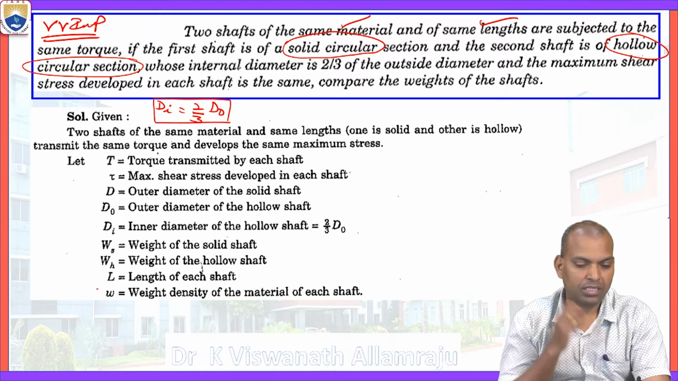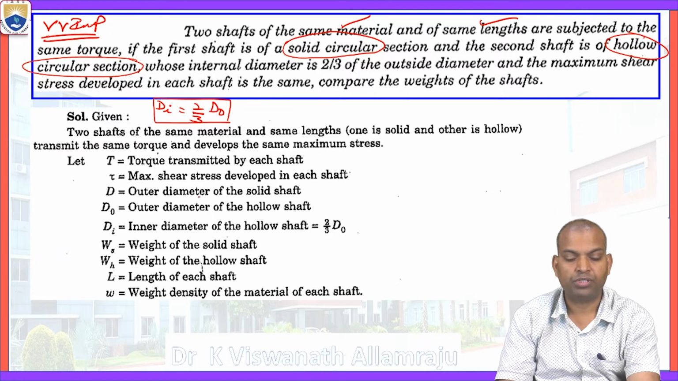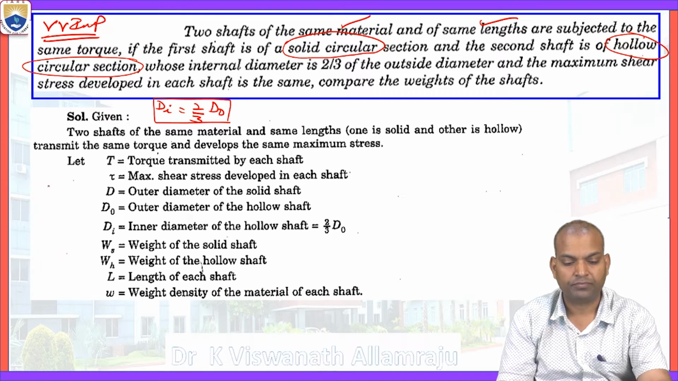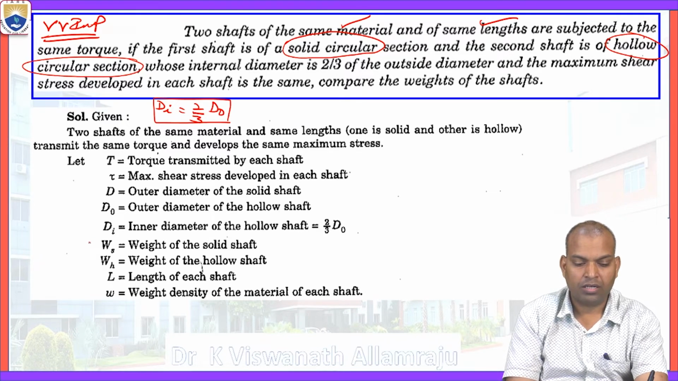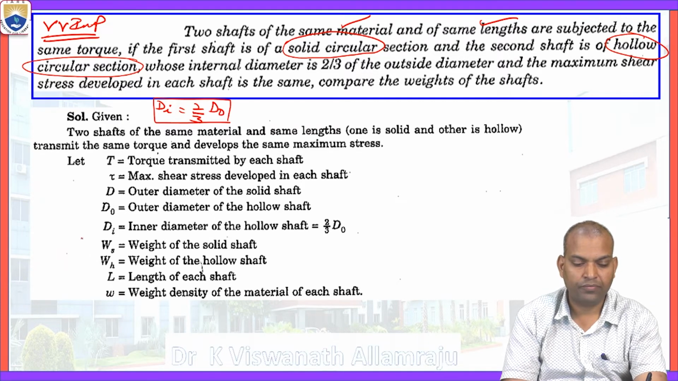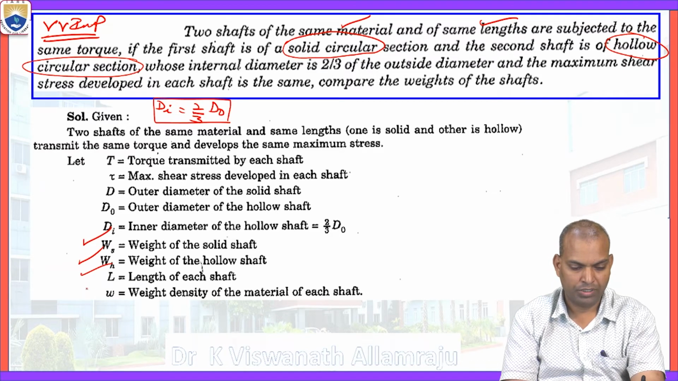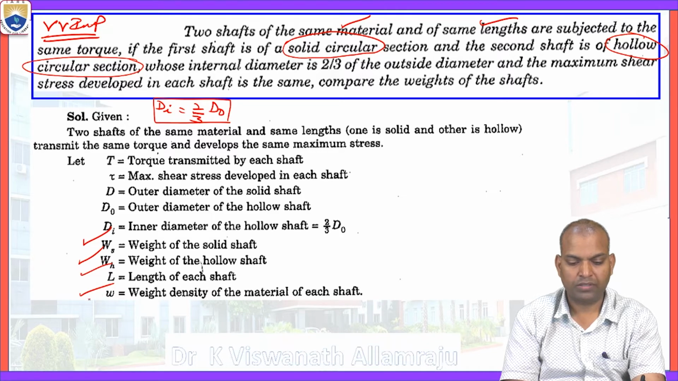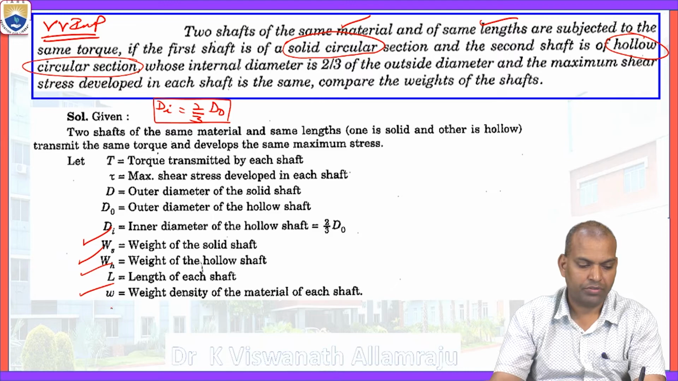Now here the inner diameter of the shaft, that is the inner diameter di equal to 2/3 times d naught. There is only one condition. Alright. Let us assume the parameters: Ws is the weight of solid shaft, Wh is the weight of hollow shaft, L is the length of each shaft, and small w is the weight density of material of each shaft.